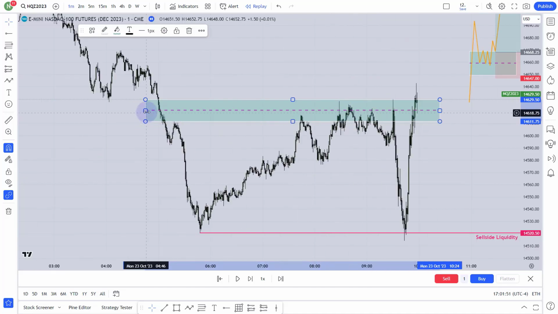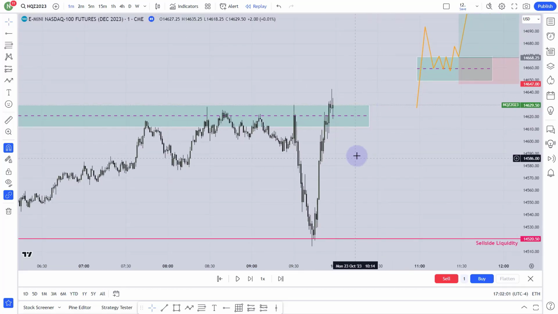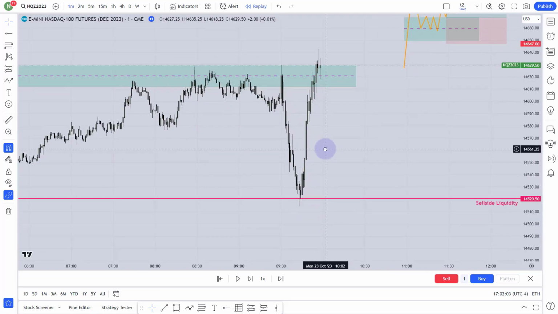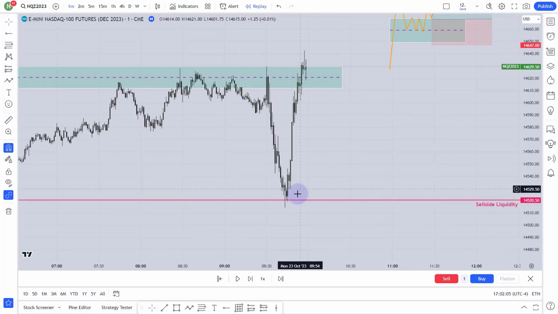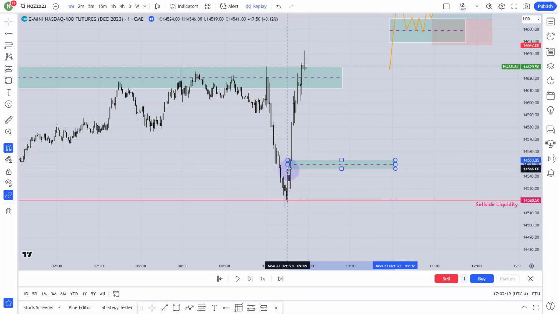You know why I have marked this 15-minute fair value gap? Because this is the highest fair value gap of this low run. That's why I have marked it, and you have to mark that. To make this more clear, you see this run, it has started from here to here. I have this lowest fair value gap, and I will mark this fair value gap for later use.